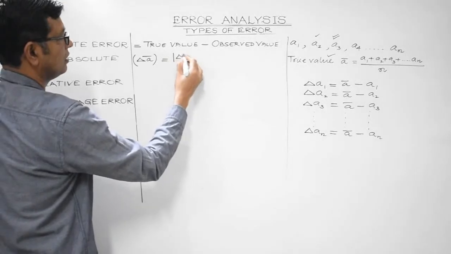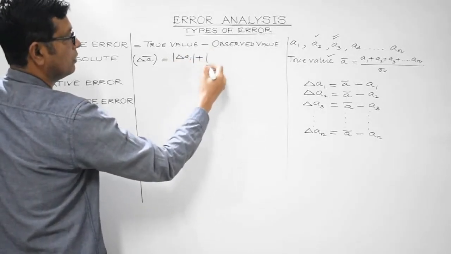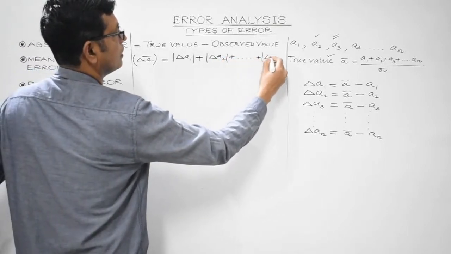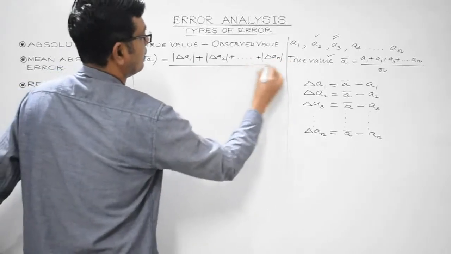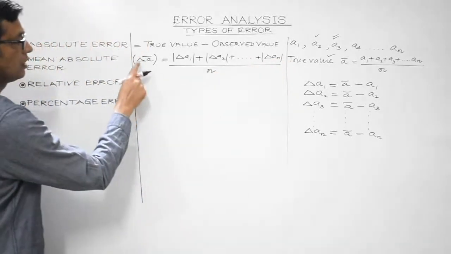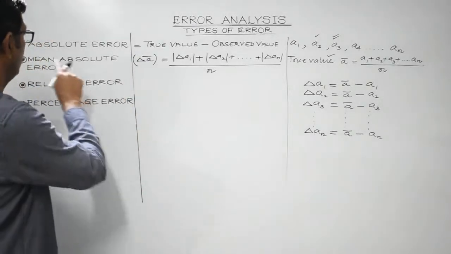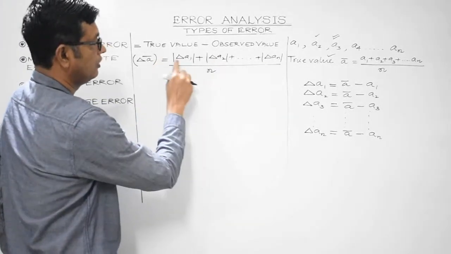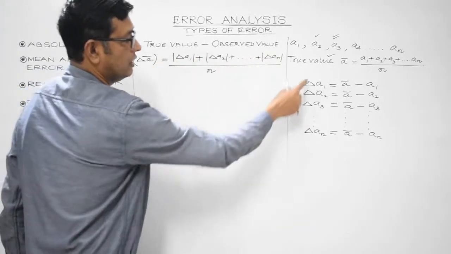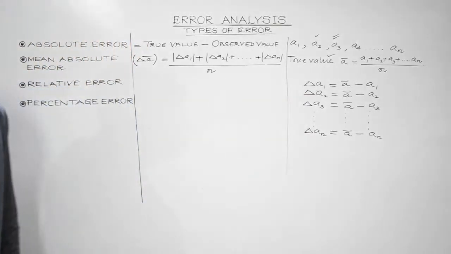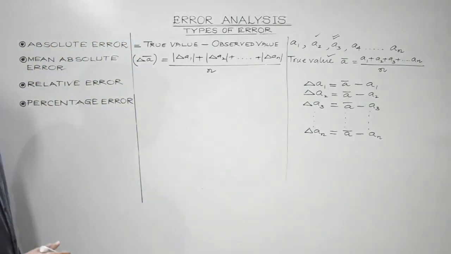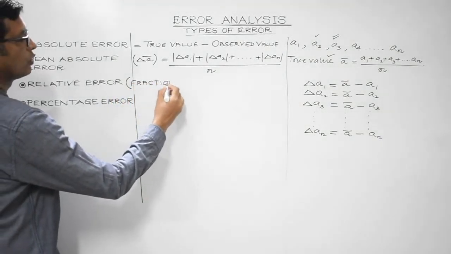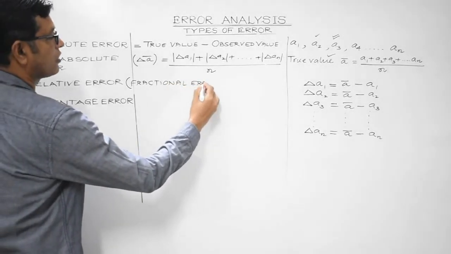So this is it. Del A1 plus, this is the symbol for mod, that is we are considering only the magnitude, plus del AN divided by N, and it is represented by del A bar. So what is mean absolute error, students? It is defined as the mean of the mod, meaning magnitude, of the individual absolute errors, right? Next is relative error. It is also known as fractional error. Relative error is also known as fractional error.